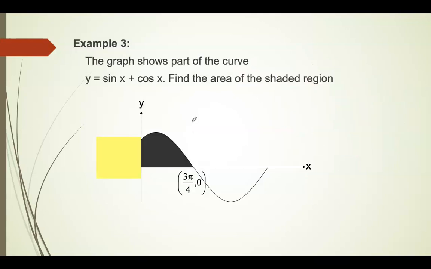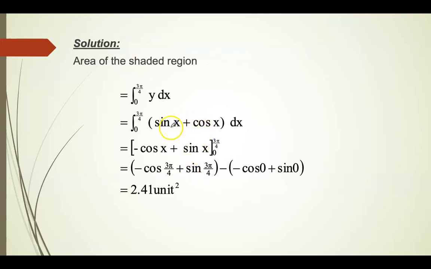Now, next graph. The graph shows part of a curve y equals sine x cos x. Find the area of the shaded region. That means the shaded region is from 0 to 3 pi over 4. So just quickly integrate that. The integration of sine x would give you negative cos x, and the integration of cos x would give you sine x, from 0 to 3 pi over 4. Put in those values and you can quickly get your answer. This is correct to two significant figures.